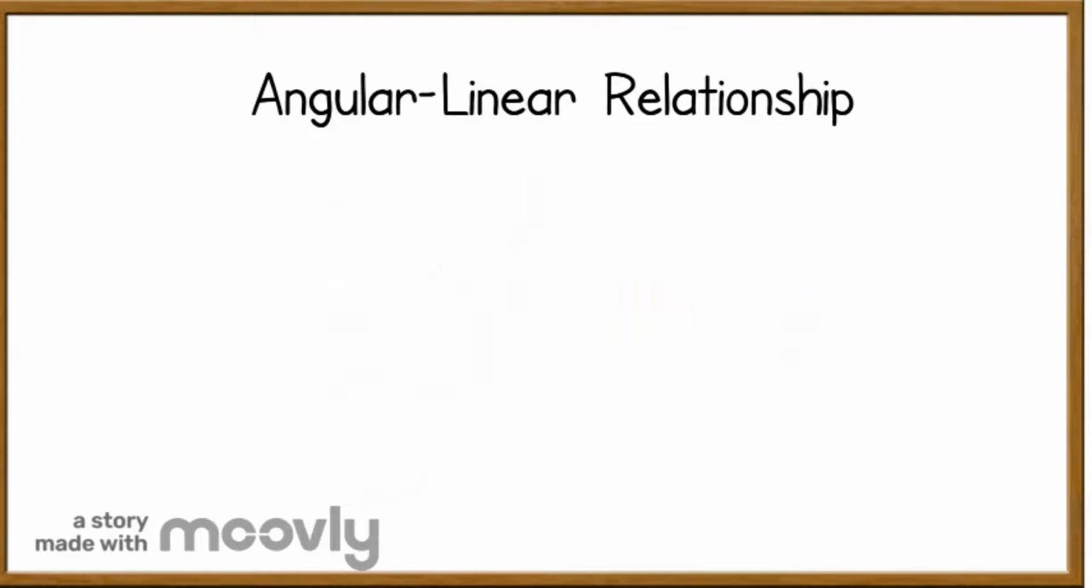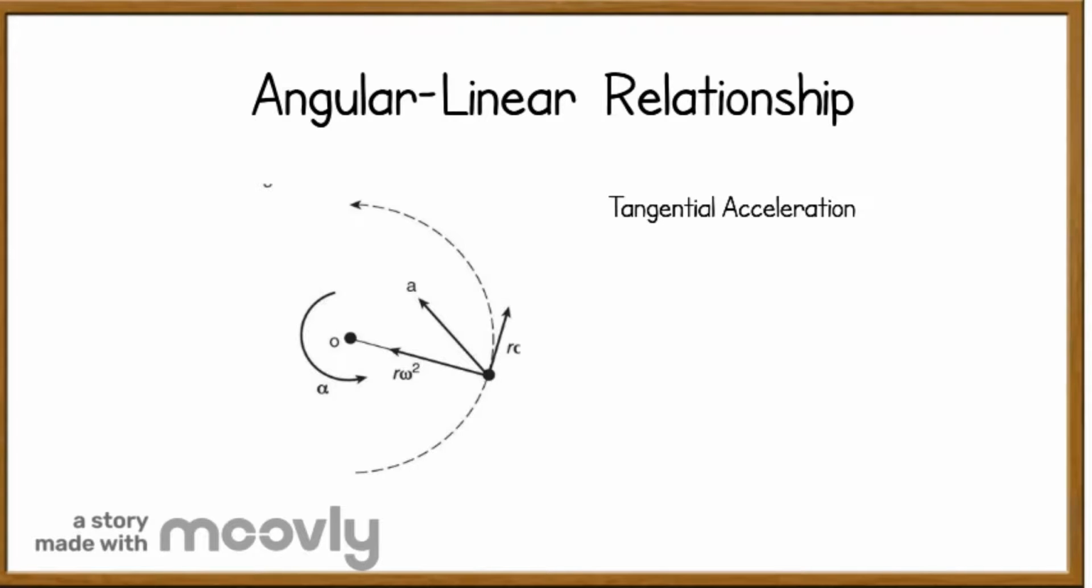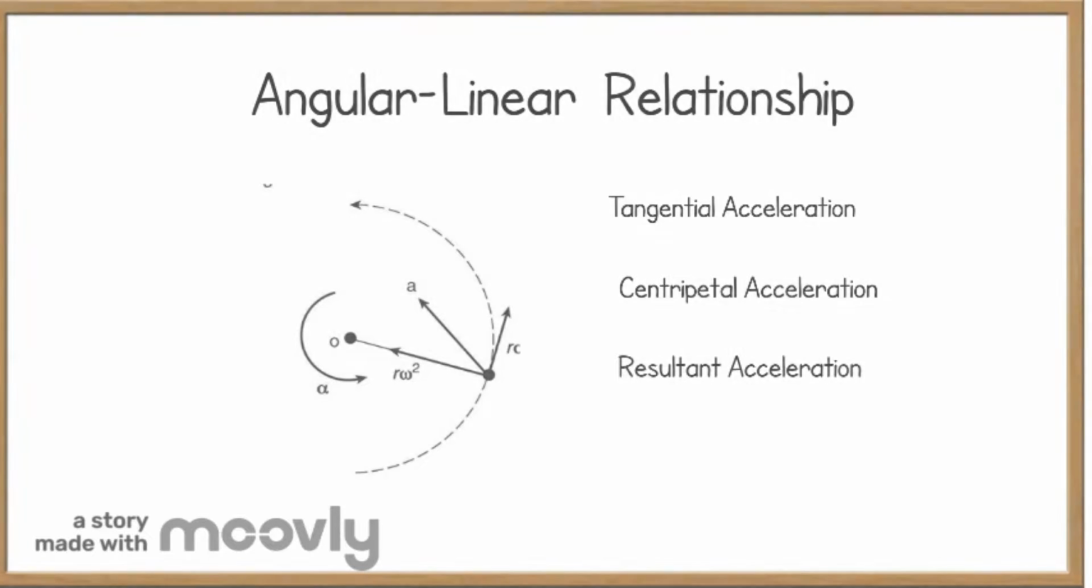The last component of the angular-linear relationship is acceleration. For this, there are three kinds: tangential acceleration, which determines the magnitude of the acceleration at any given point; centripetal acceleration, which is the acceleration that keeps the object in rotation; and the resultant acceleration, which is a sum of the tangential and centripetal acceleration values.